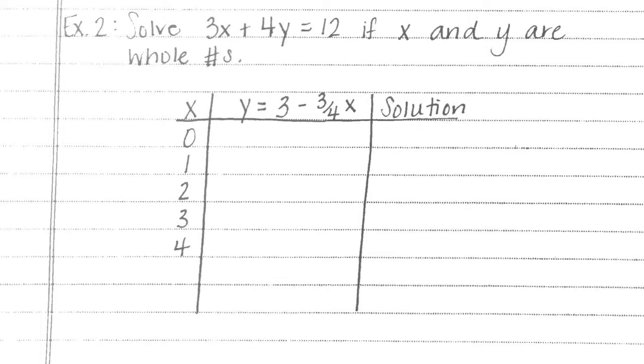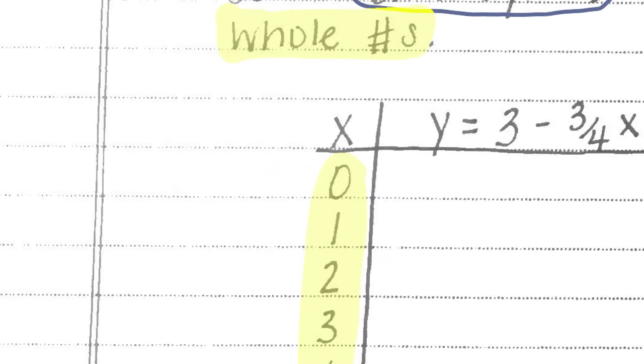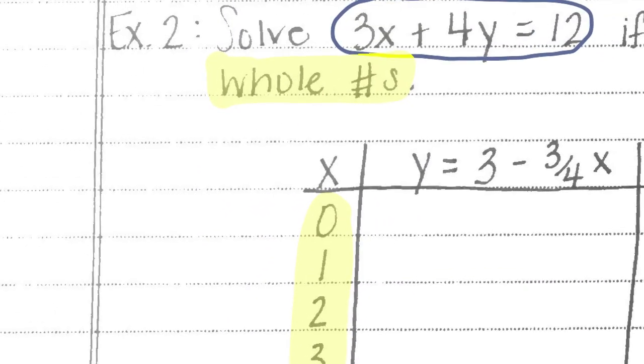Now sometimes we're going to have to solve and work stuff out. So number 2 says solve, and they give us this equation, 3x plus 4y equals 12 if x and y are whole numbers. So the first thing is you have to remember what a whole number is. Remember they're counting numbers, 1, 2, 3, 4, 5, 6, 7, 8. And included is 0. And that's why I did it like this, 0, 1, 2, 3, 4. The first thing that I did is I took 3x plus 4y equals 12, and I went ahead and solved for y.